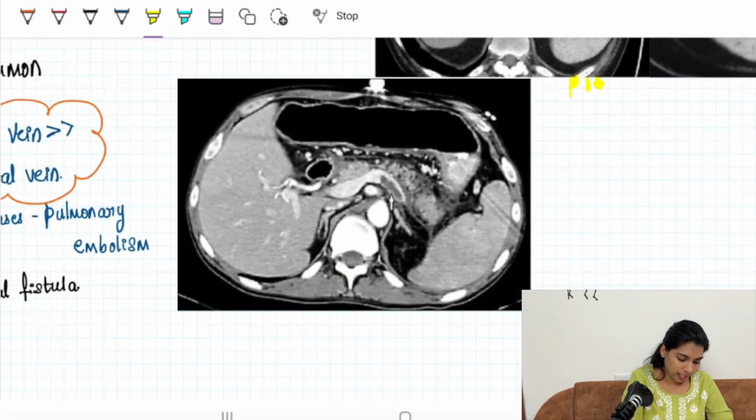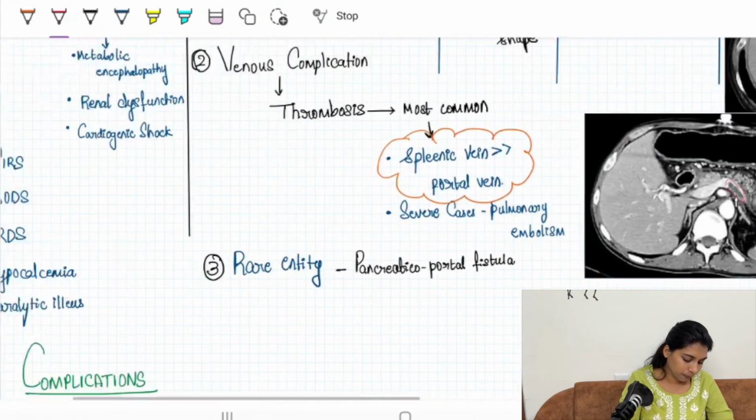So we can see in this example that there is a non-enhancing filling defect in the splenic vein, which is suggestive of a splenic vein thrombosis. In an acute scenario, you'll see dilation of the splenic vein with a non-enhancing filling defect. However, in chronic thrombosis, there might be non-visualization of the splenic vein, which is replaced by multiple collaterals, right?